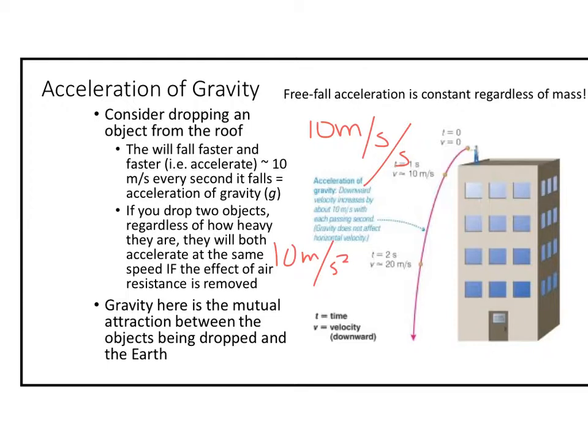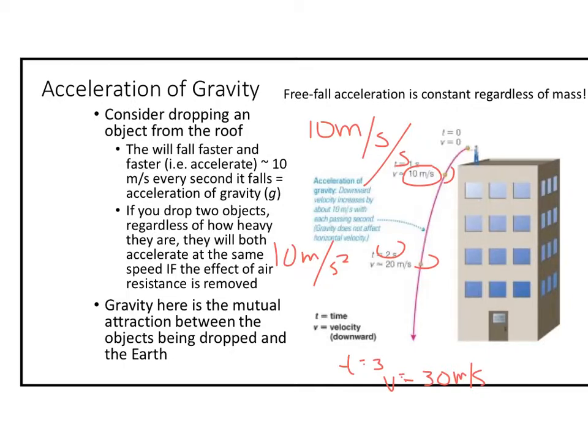In other words, the first second something falls, it's going to be going 10 meters per second. You let it fall another second, and now it's going to be going 20. If we were to go t is equal to 3 seconds, its velocity would be about 30 meters per second. So it picks up speed 10 meters per second for every second it falls.